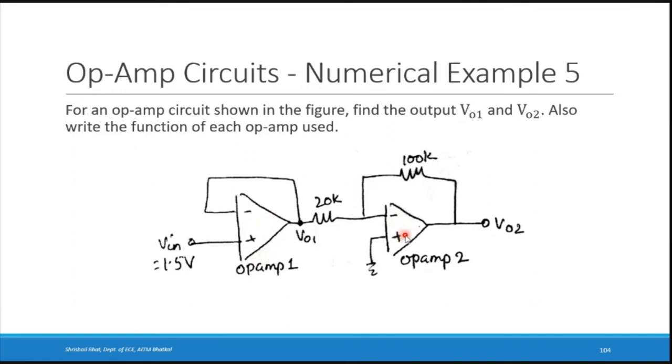Op amp 2, look at the circuit: the input is given at the inverting input terminal. The non-inverting input terminal is grounded. There is a feedback from the output to the inverting input terminal. This is R1, this is RF. So what circuit is it? It is an inverting amplifier, right? Why? Because the input is given at the inverting input terminal and the non-inverting input terminal is grounded. So it is an inverting amplifier with input V01 and output V02.